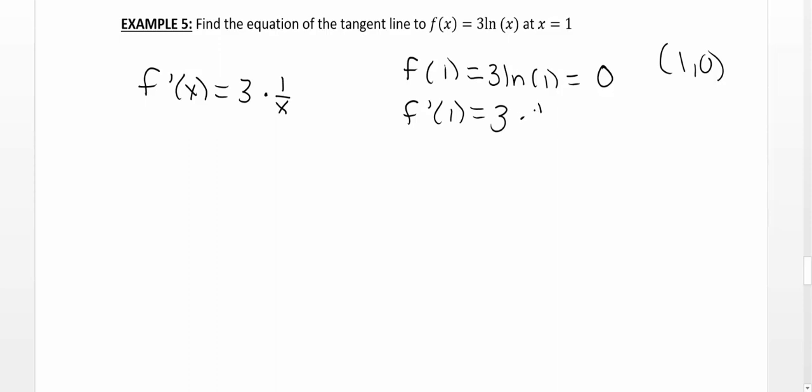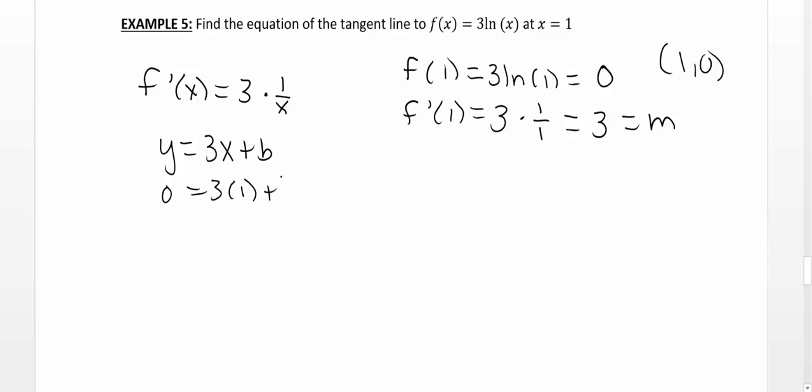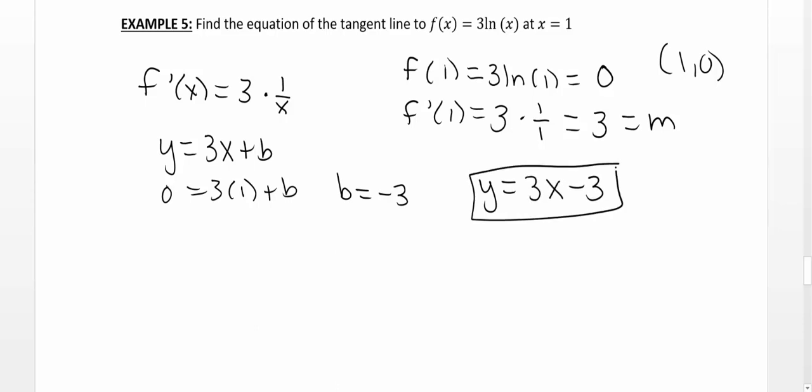Plugging in a 1, we get 3 times 1 over 1, which is going to give us 3. That's the slope of our tangent line. So then we have y equals 3x plus b. We're going to plug in our point, (1, 0). So here we're going to get 3 times 1 plus b. So subtracting the 3 over, I get b equals -3. So the final equation of my tangent line is y equals 3x minus 3.